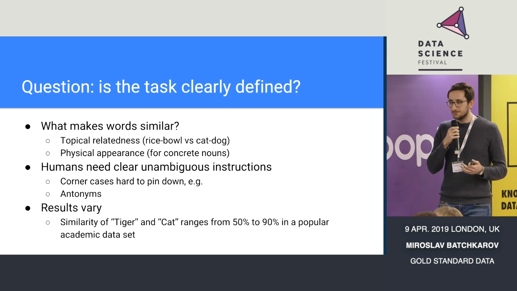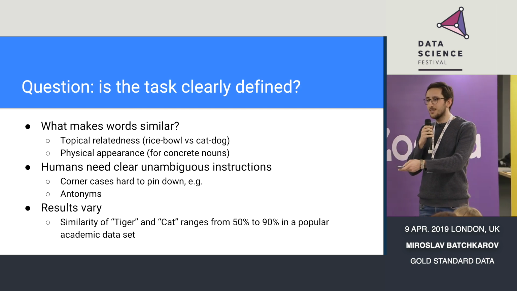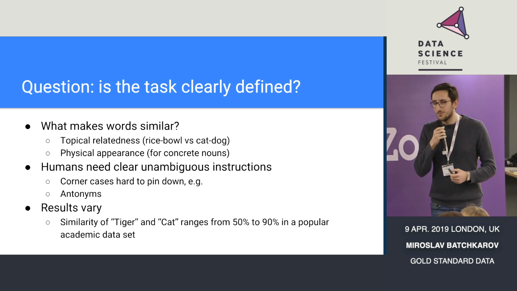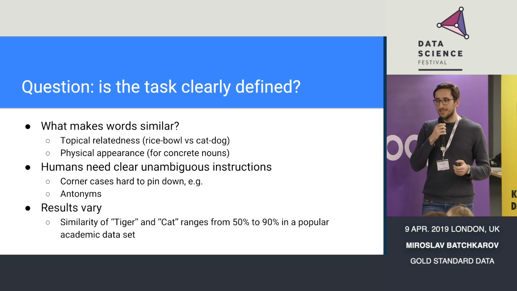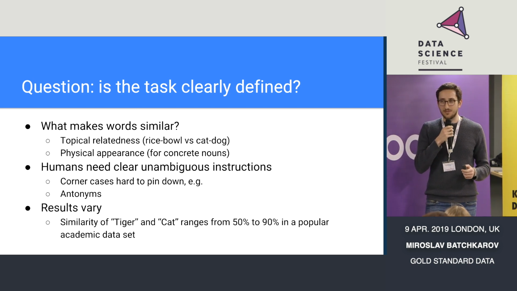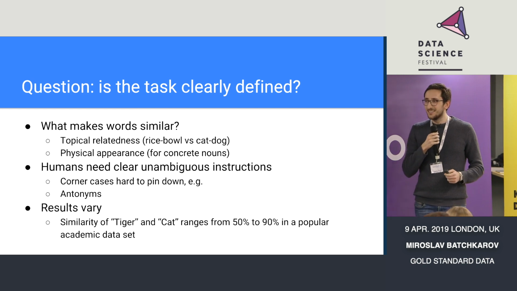And if you don't, what you get is this popular academic data set, which I'm not going to name, but the scores there between cat and tiger range anywhere from 5 to 9 on a 10-point scale, with a good standard deviation.